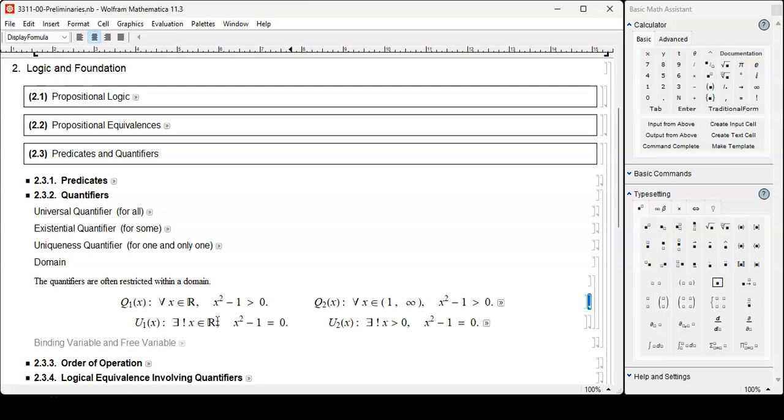Here's another example. Instead of all real numbers, x squared minus 1 is equal to 0. For one and only one x, that's not true. We have positive 1 or negative 1. But if you have a little bit smaller domain for only positive x values, then yes, one and only one such x.